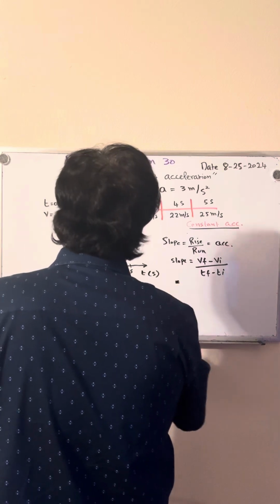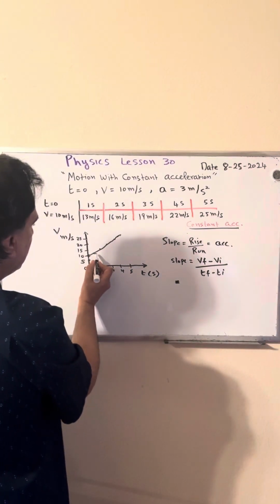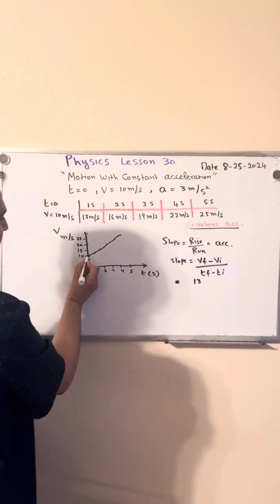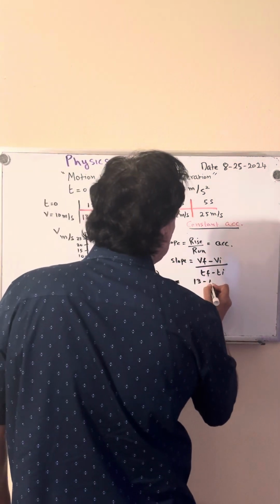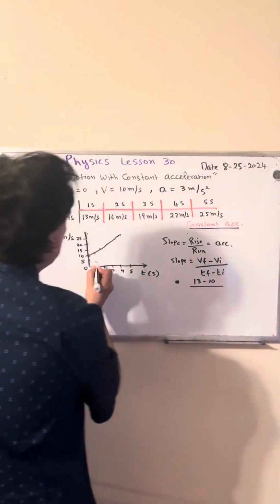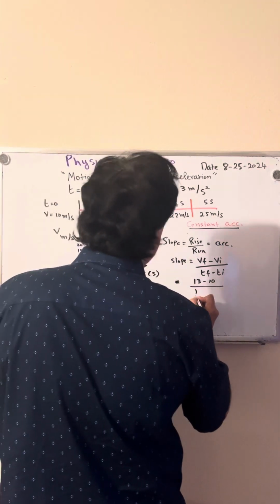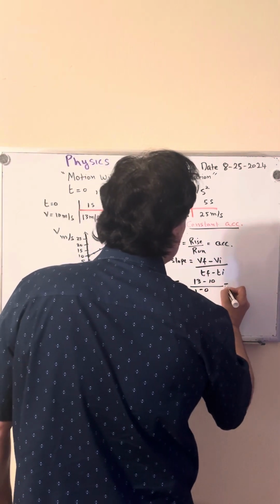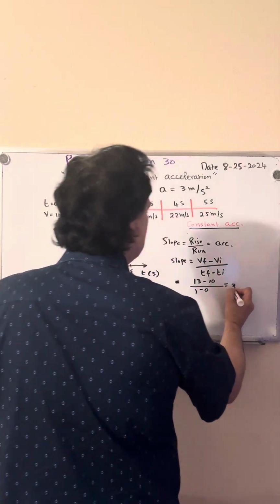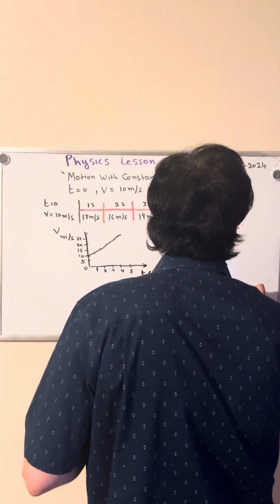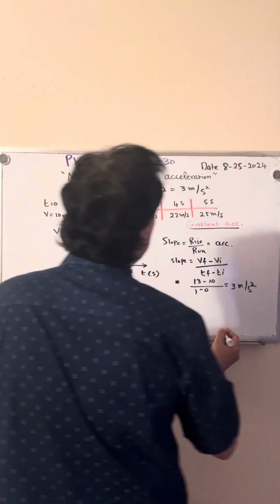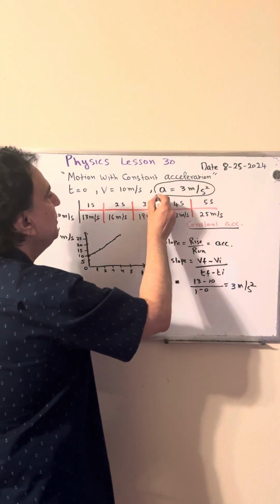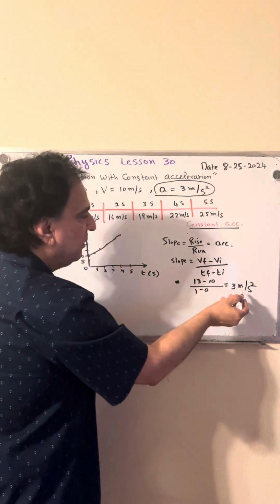That would be equal to Vf, which is 13, minus the initial 10, so 13 minus 10. Final time is 1 second, initial time is 0, so 1 minus 0. This is basically 3 meters per second square. And that is exactly what we gave you initially. We said acceleration is 3 meters per second square, and that is what we have.